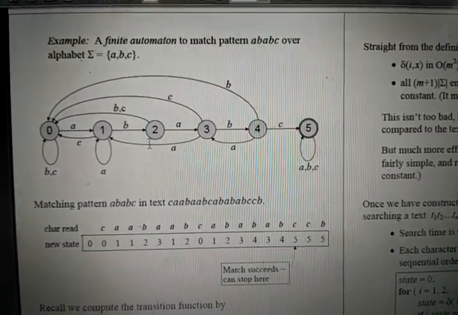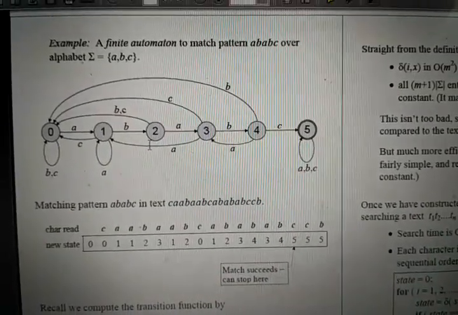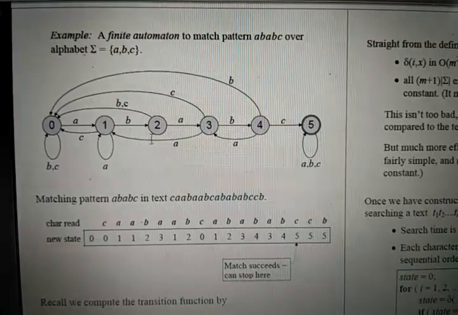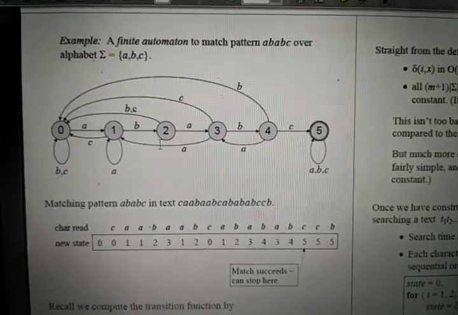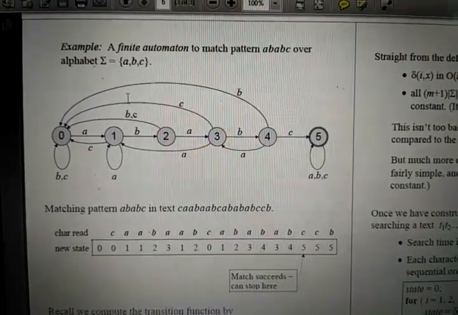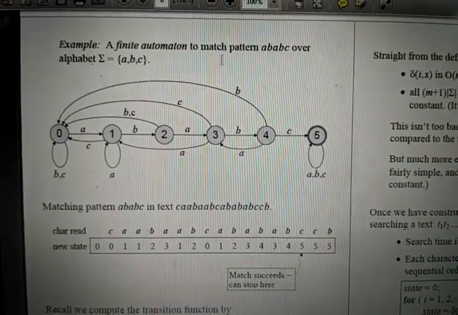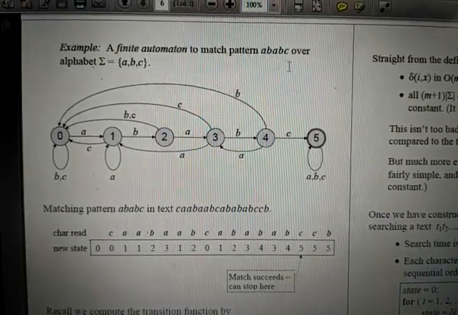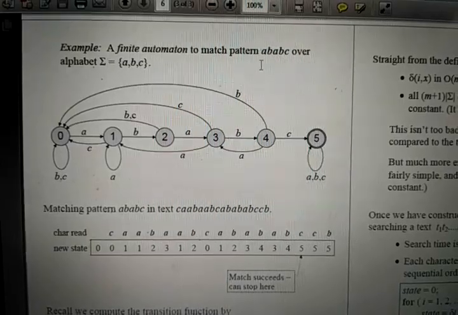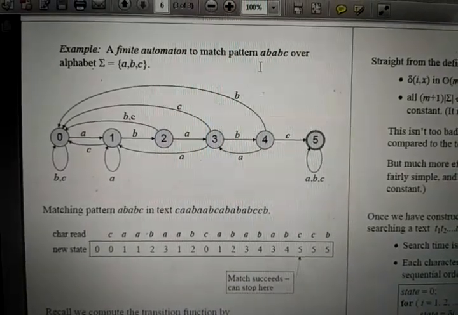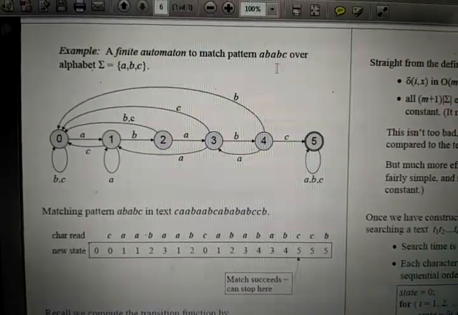Now I will discuss string matching with finite automata. Now let us consider one example. Here the pattern is given, it is ABABC. Now what we need to do, we need to build one finite automata using the pattern given.